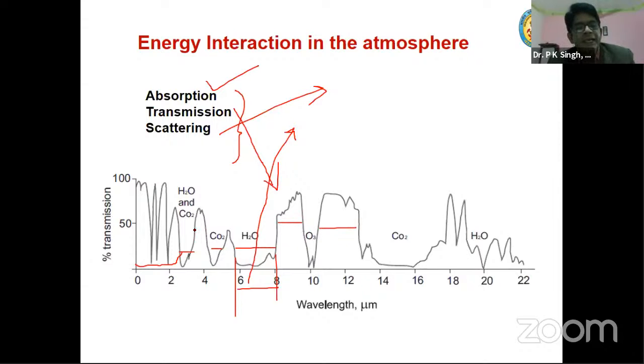These are called atmospheric windows, because the atmosphere works as a window for this spectrum only. The rest is not reaching the surface. So if you are recording that energy, it won't reach the sensor. So these are called atmospheric windows. If you are going to collect data, you have to look for the atmospheric windows in which the transmission is maximum.